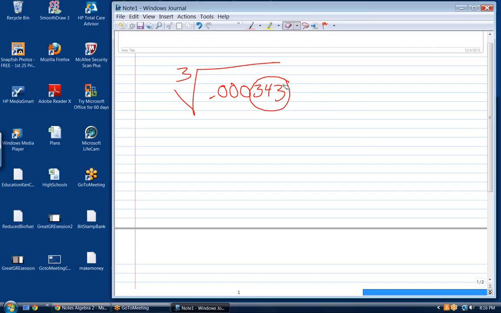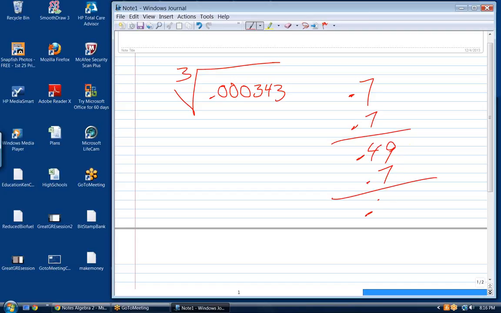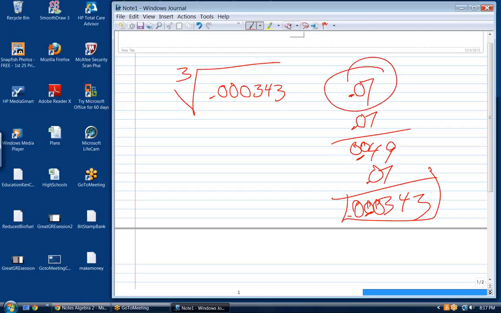Now the question is, let's figure out our decimal point. Well, it's probably not going to be 0.7, because that times 0.7 would be 0.49 times another 0.7. It's still going to be a number like 0.343. So that doesn't work, but all we have to do is add a 0 to it, and then we're going to have 2 zeros there, and then we're going to have 3 zeros down there. So 0.07 is it.